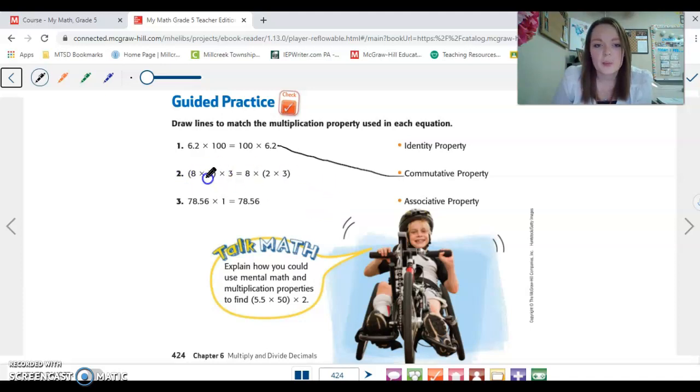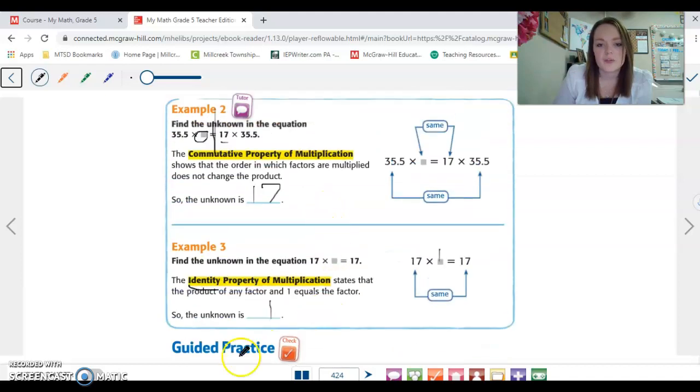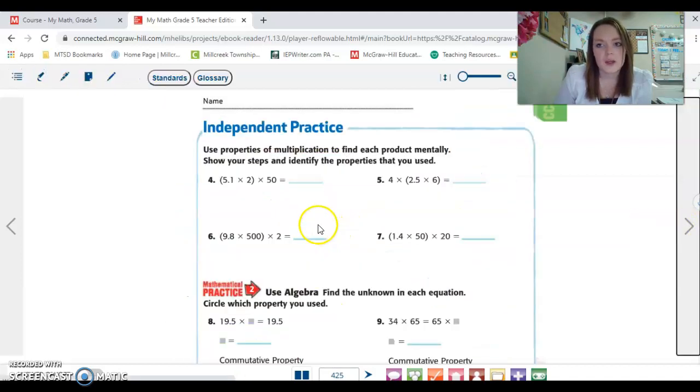Number 2, we have those parentheses again. Whenever there's parentheses, it is associative. And last 3, we have 78 and 56 hundredths times 1 equals 78 and 56 hundredths. It has a 1 in it. It is identity property. That's just a little review. Let's go to the next page.